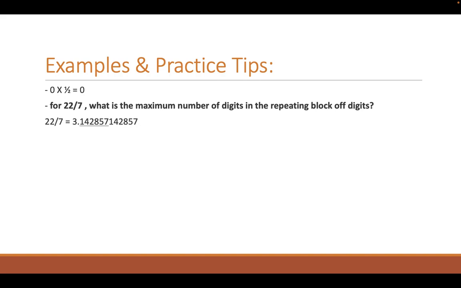Now what is that? Let's see. 22 by 7, by the way, is also called pi approximately. And what's the value? It is 3.142857. Now this 142857 is repeating again and again. So that's what it says. What is the maximum number of digits in the repeating block? So that answer is 6, because 142857 would be repeating. Those are 6 digits.